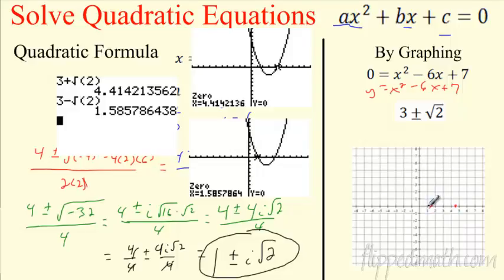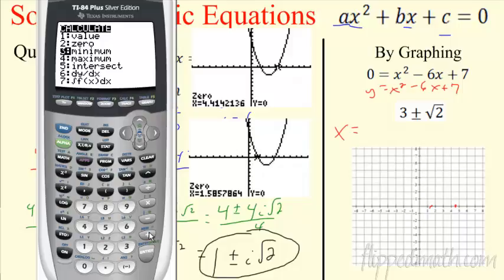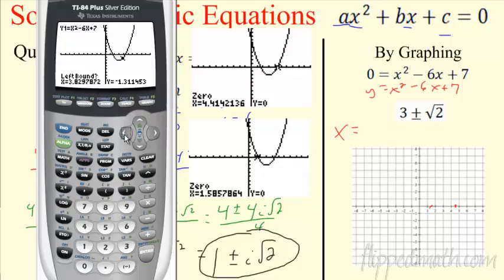You can even use it to help you find the vertex, or you can just do the axis of symmetry, plug and chug. If you want to use the calculator to find the vertex, no problem. We're just looking for what? In this case, we're looking for the minimum point. So we're looking for number 3. And again, it's a left bound, right bound kind of thing, because later on we'll have multiple minimums or maximums. So here's the minimum right here. I want to be left of it, so hit enter. Then I want to be right of it, hit enter. Then it wants you to guess, hit enter again.